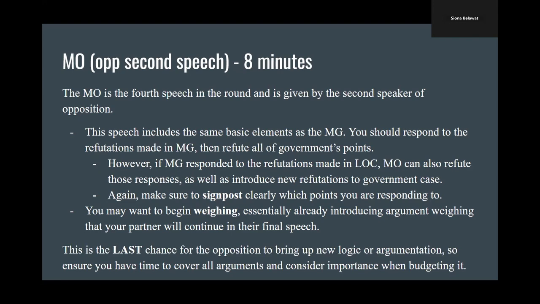Now, it's the member of the opposition. This speech is 8 minutes. It is the first speech in the round, and it's given by the second speaker of the opposition. This speech includes some basic elements, such as the MG.